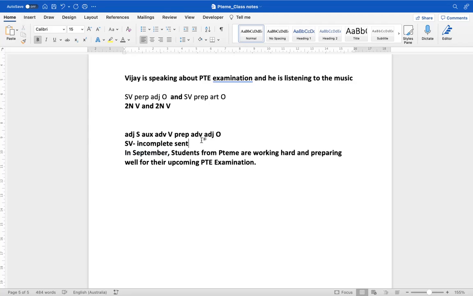Why? Because it doesn't have an object. They have a person and an action, but they don't say what action they are doing, where they are doing it, or when they are doing it. They don't have information. So this is called an incomplete sentence.